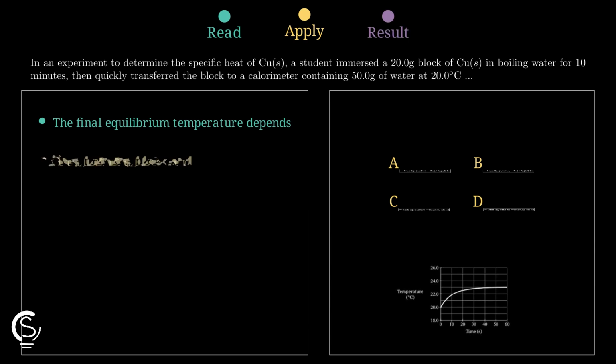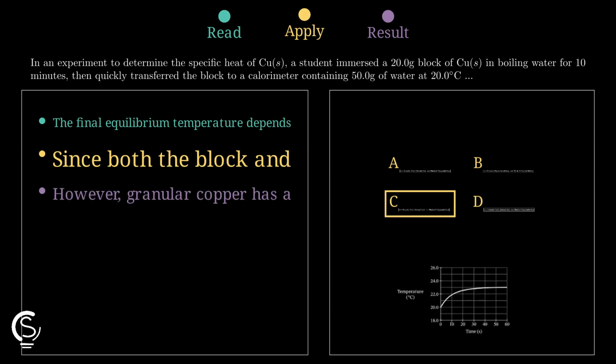However, granular copper has more surface area, so heat moves into the water faster, making the temperature rise faster while reaching the same final temperature.